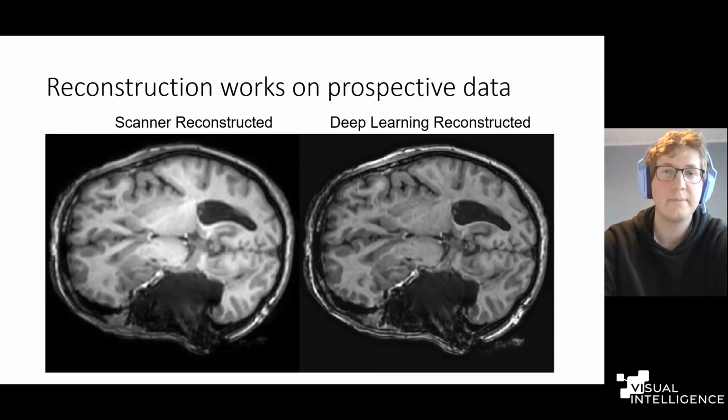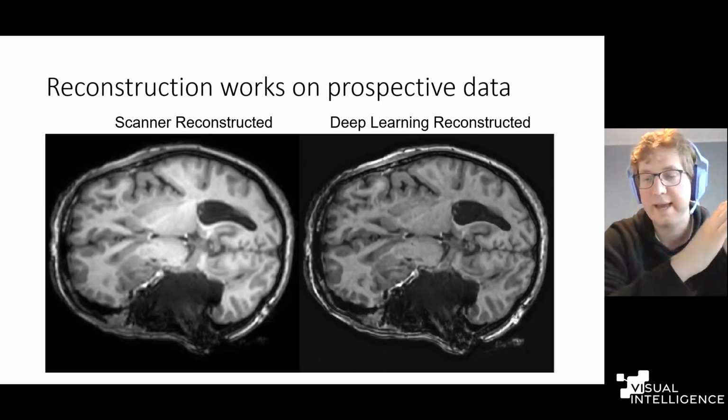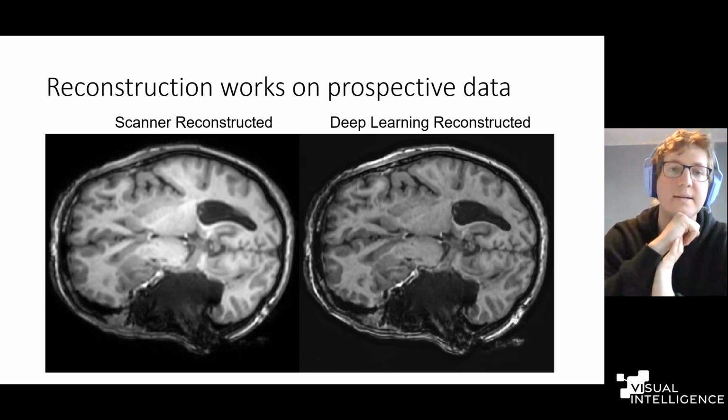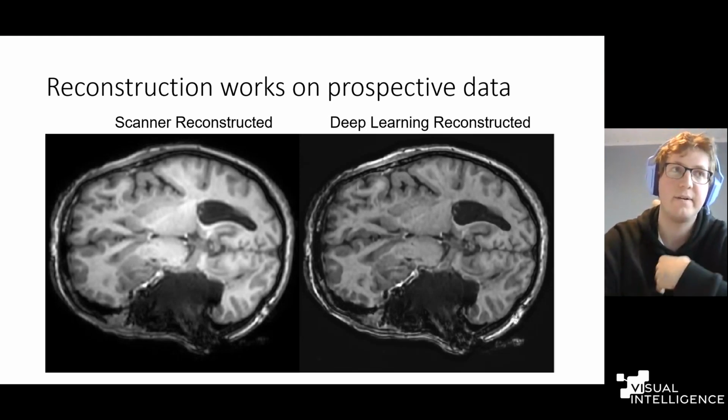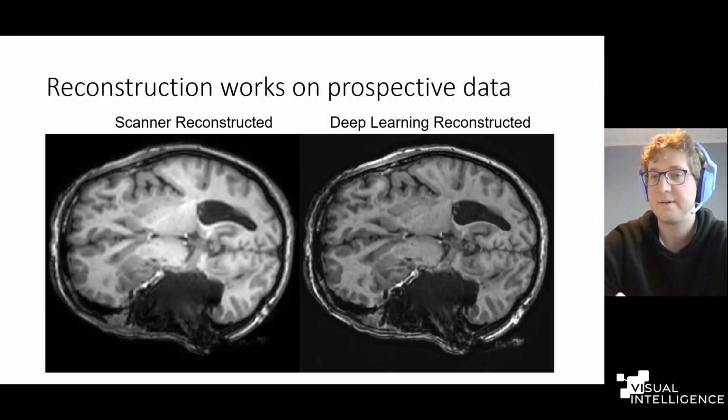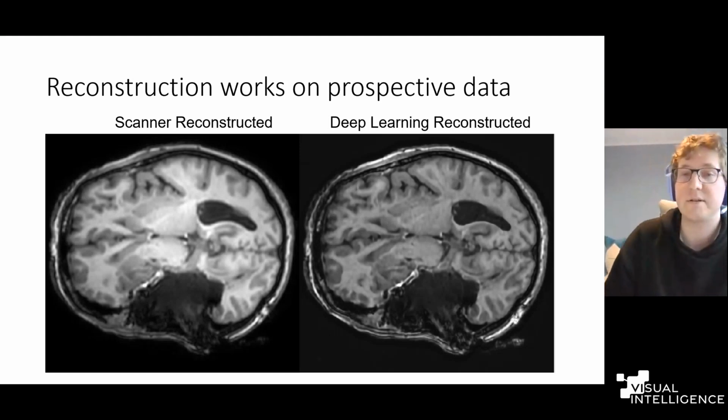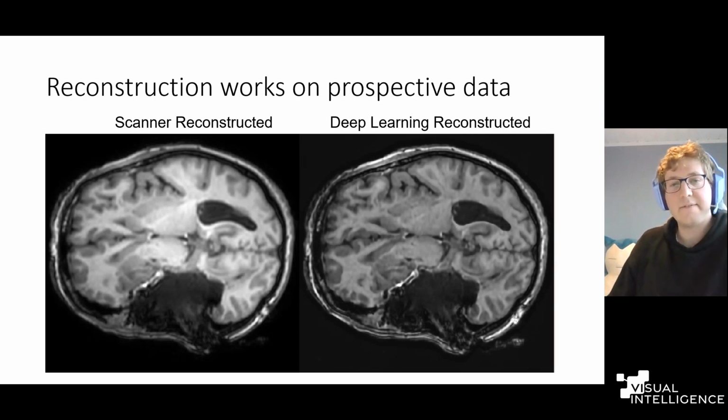And lastly, I want to show a bit of how it works on prospective data. So if you try to use the model on data from the scanner, so if you have the raw data, an accelerated scan on the scanner, how does it look in comparison to the scanner versions of the same scan? So on the left side, you have the scanner image.